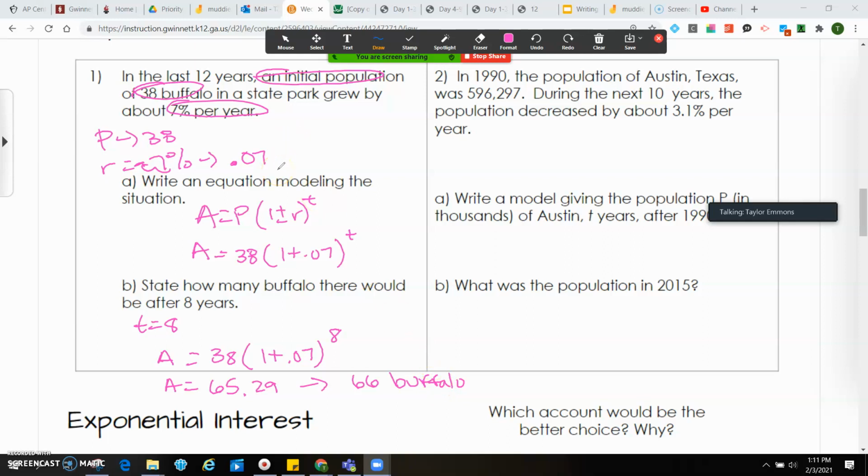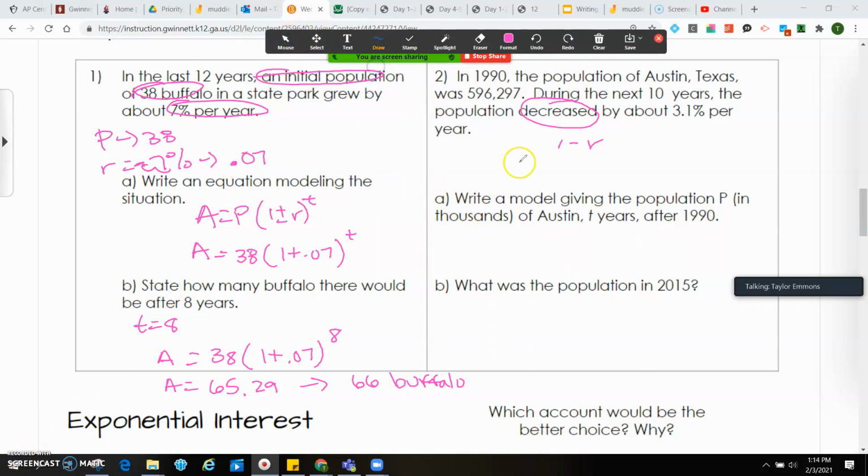So I would take a second. I want you to move on to the second one. You're going to perform the same thing over again, except this time it says decreased. So instead of using 1 plus R, you're going to use 1 minus R. So go ahead and take a second and write out this equation.